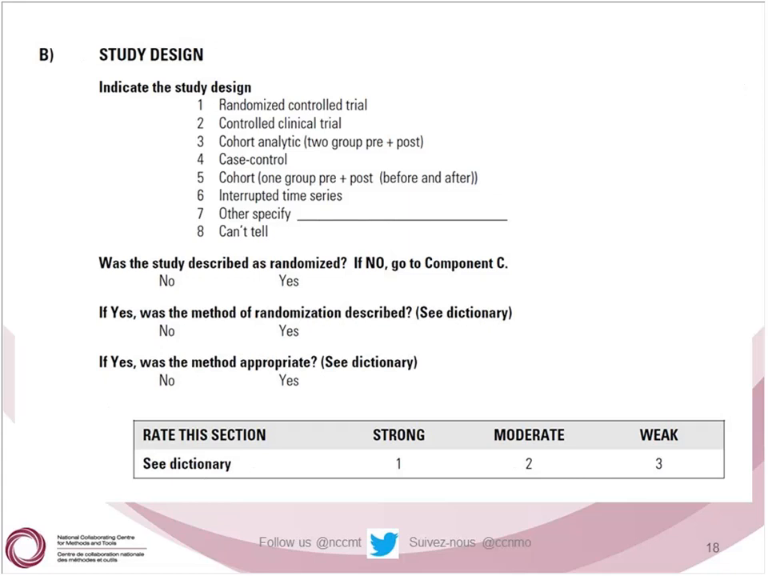The second question was, was the study described as randomized? We answer yes or no there. And if yes, was the method of randomization described? And we would get some help in the dictionary about that. So really important here, what we know is that it's not good enough to just say that participants were randomly allocated to intervention or control. Really, the researchers need to tell us something about how that randomization was conducted.